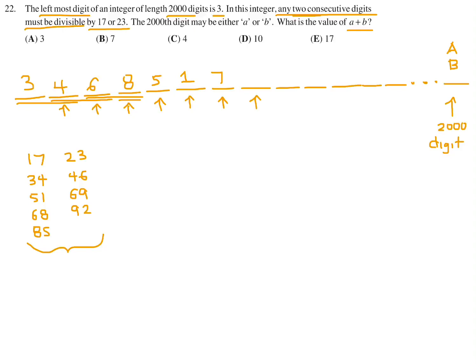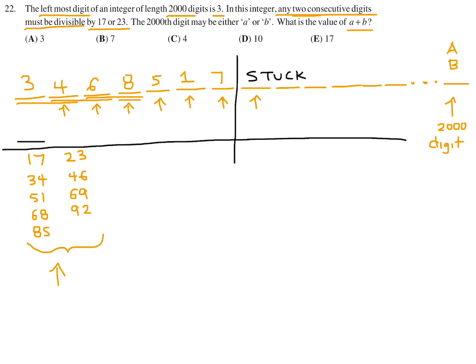Now what about here? What do I put there? I don't have a choice. There's no number in this list down here that starts with a 7. So I am done. I'm stuck. It ends basically there. So I have basically run into a dead end. That's okay. Go back to the drawing board and start over. It's important to know that dead end.